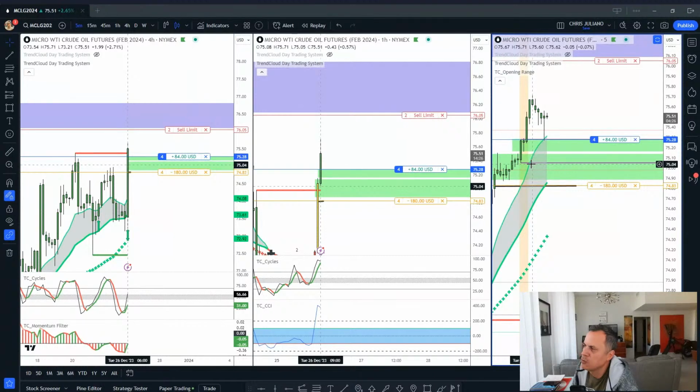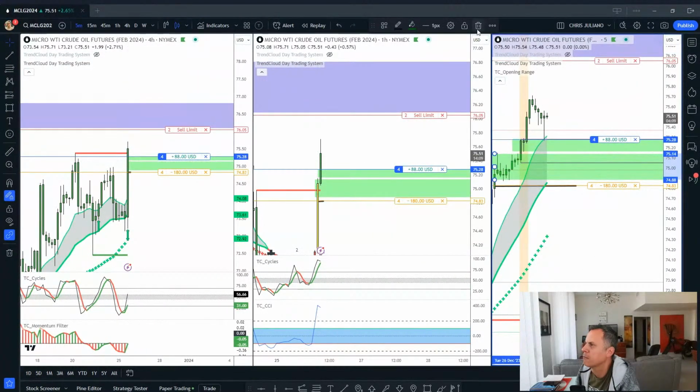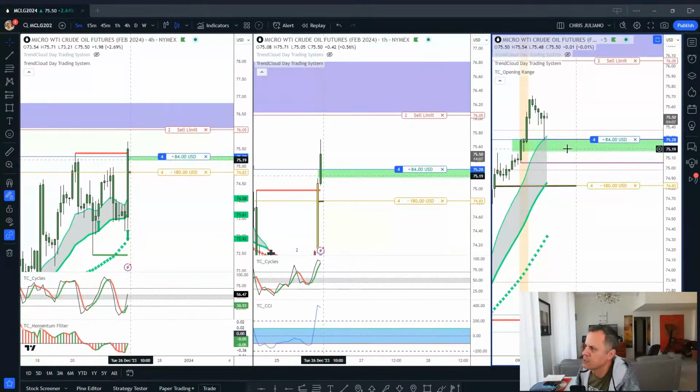And now we're making a move off of that. So we've got the 5-minute trend cloud that it hit. We've got the rally base rally formation on the 5-minute chart. Let's get rid of this for now. And this is what's in play.